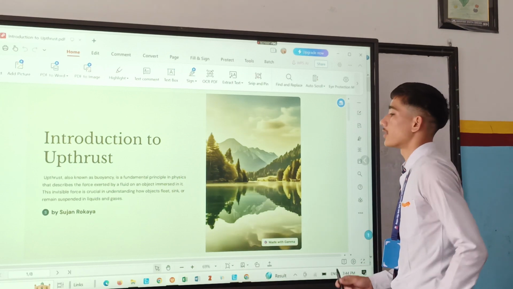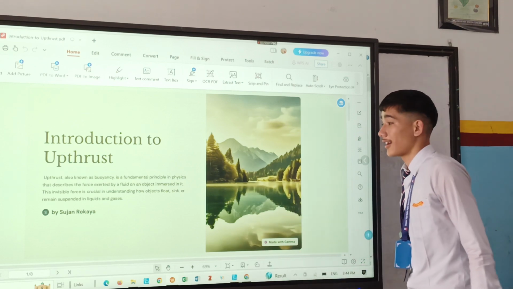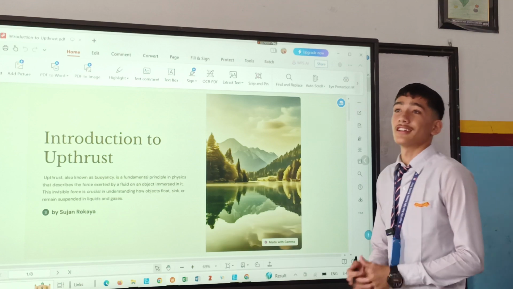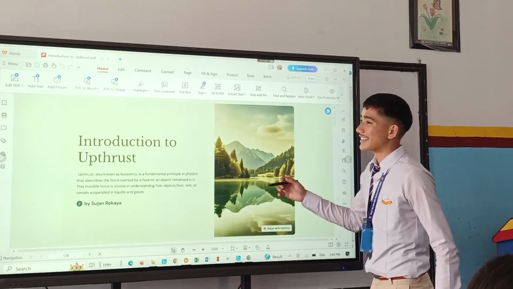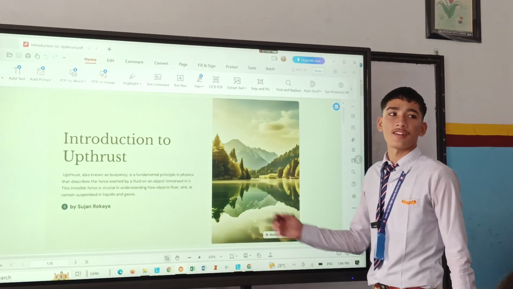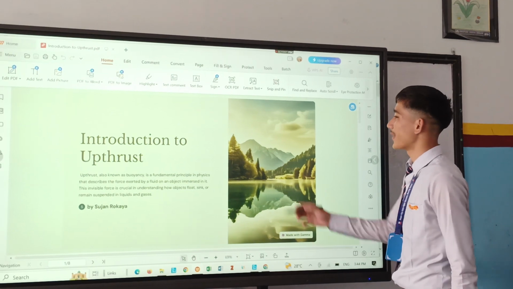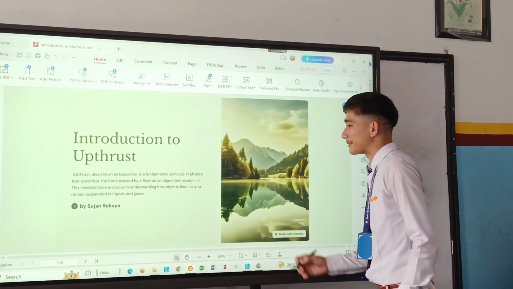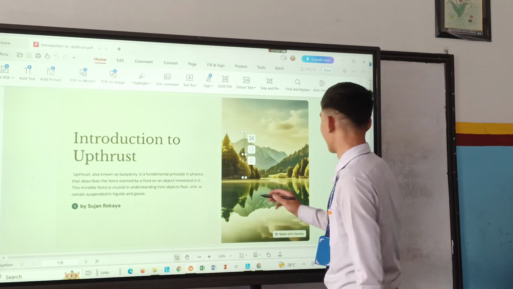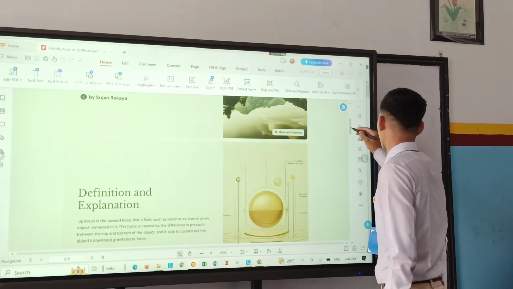By upthrust, we can learn how ships, and what we call in Nepali dunga, are floating. We can learn how things float by upthrust. Then you clear slowly.